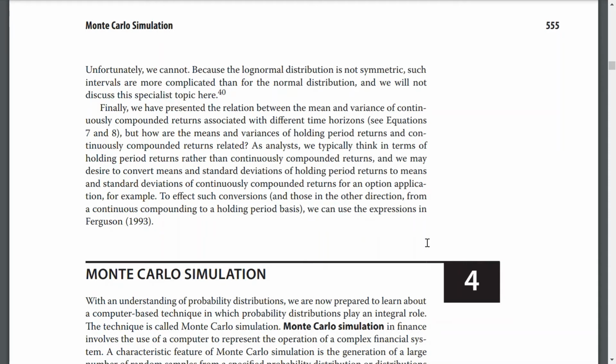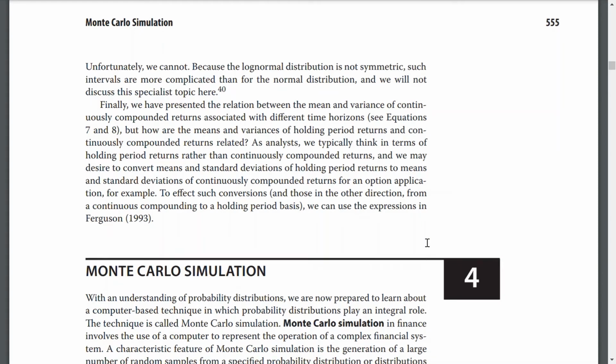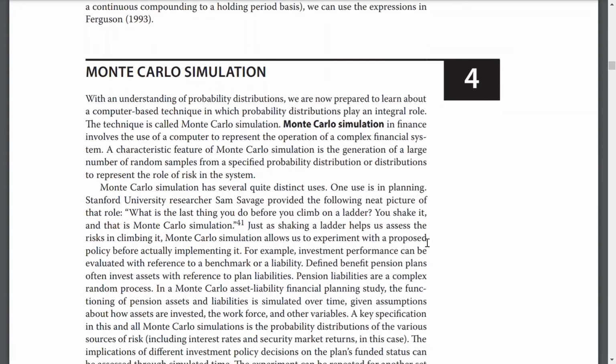For example, for the effects of such conversions, and those in the other direction from continuously compounded to a holding period basis, we can use the expressions in Ferguson 1993. The Monte Carlo simulation, we have heard a lot about this. We have even talked about this previously.